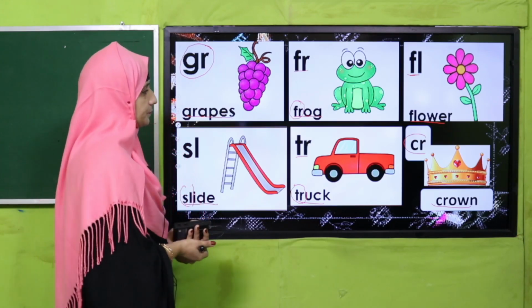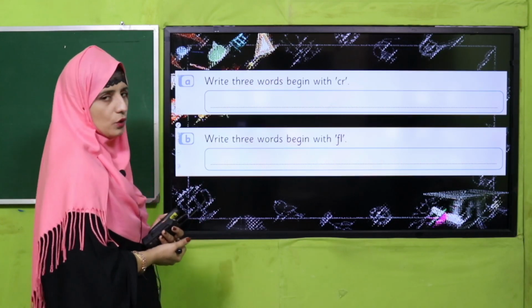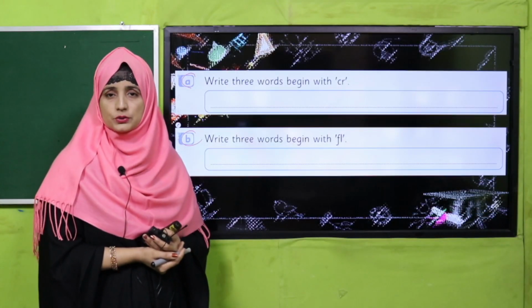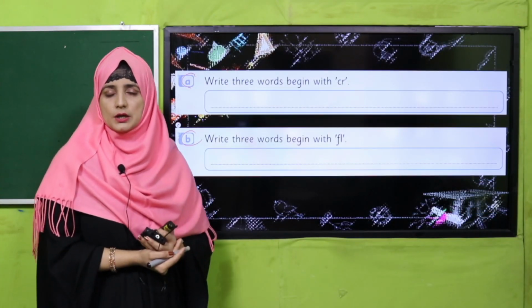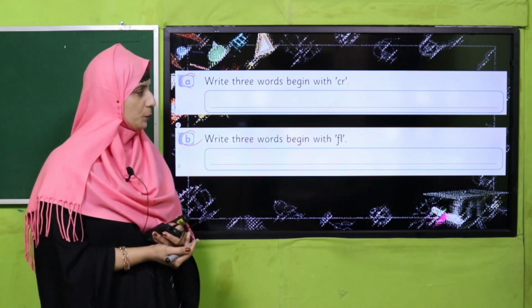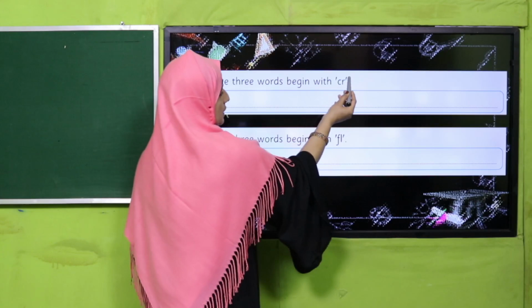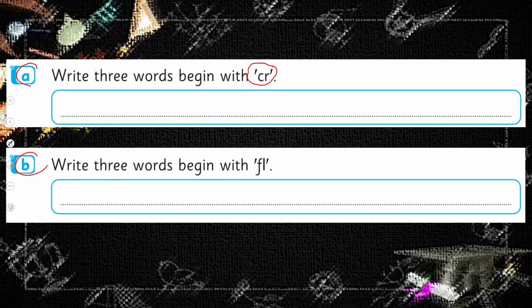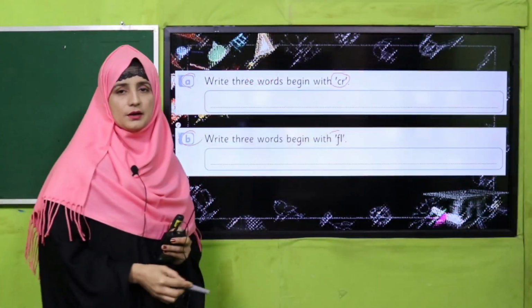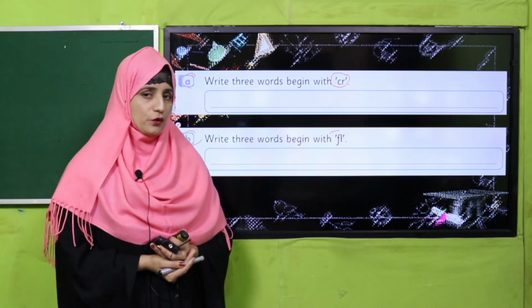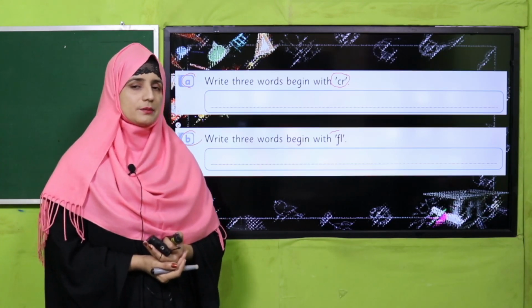See there, open your book and do question number A and B on page number 41, my dear students. You have to do this activity in your book. Pause the video and I am waiting for you to perform this activity. What you have to do? You have to write 3 words beginning with CR, and next you have to write 3 words beginning with FL. So you have to do that in your class. Pause the video and perform this activity in your book and then come back.